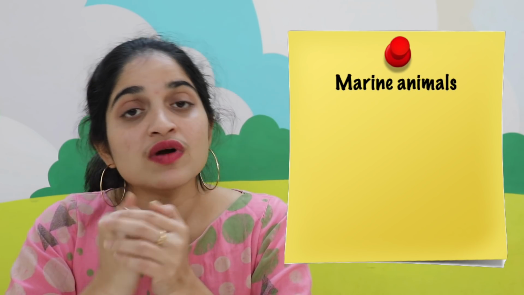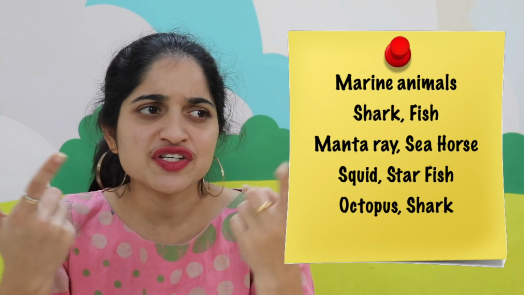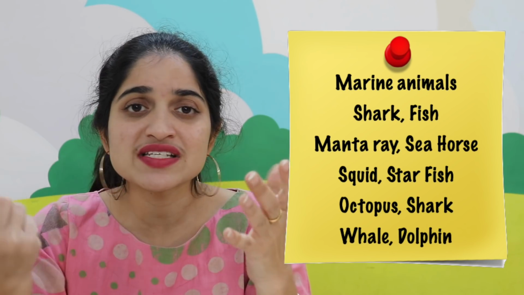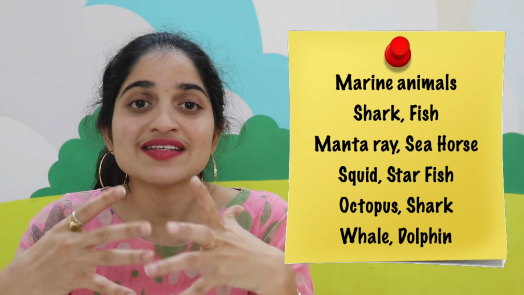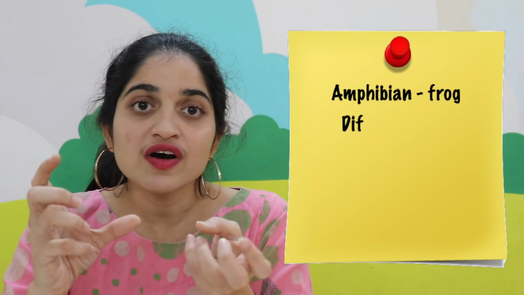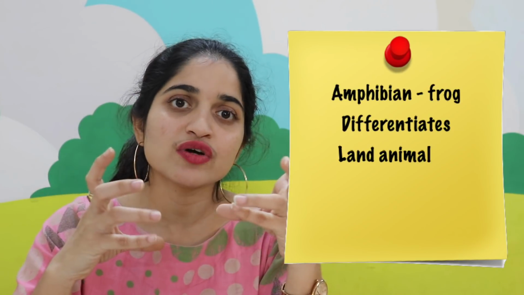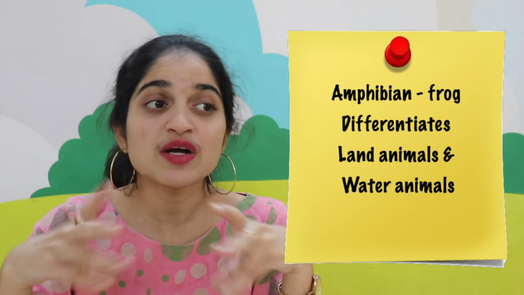Children should be able to identify at least a few marine animals like starfish, squid, octopus, manta ray, seahorse, seal, shrimp, dolphin, whale, shark. So all these are the marine animals that the child should know. They should be able to identify frog as an amphibian which lives both on land and in water. They should be able to classify the animals depending upon where they live.